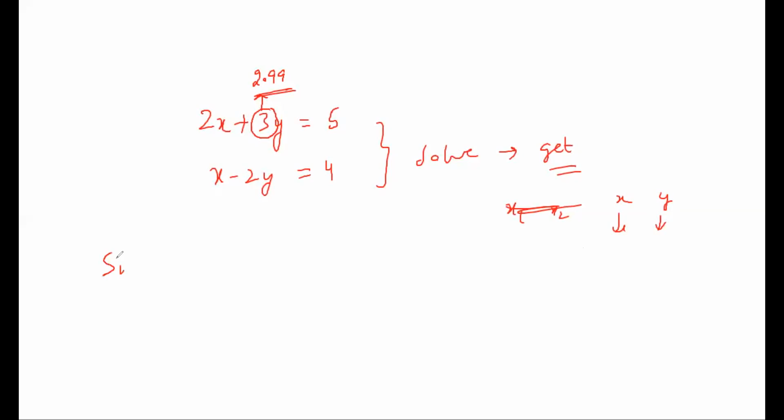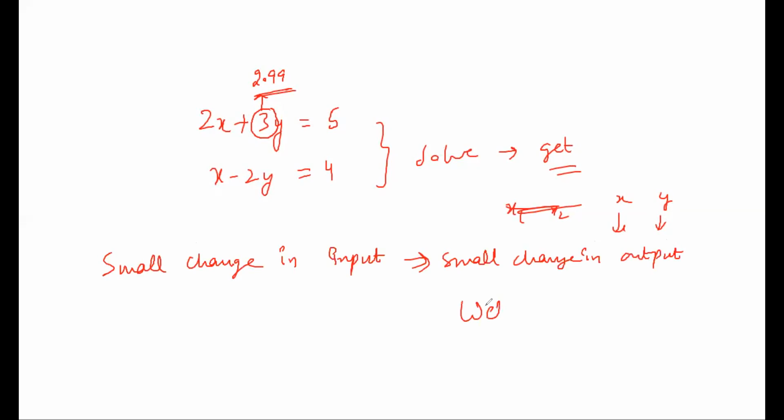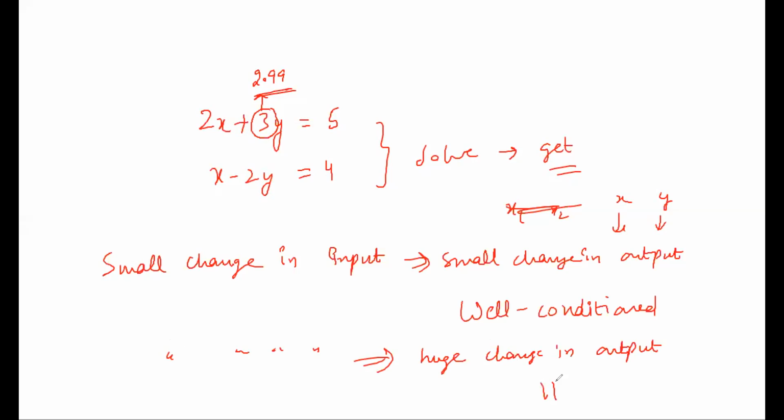That if a small change in input implies or gives rise to a small change in output, then our system is well-conditioned. But otherwise, if a small change in input gives rise to a huge change in output, then those systems we call ill-conditioned. You might have studied the system of equations is said to be ill-conditioned. फिर हम उसका condition number निकालते हैं. Condition number is too high, so we say ये ill-conditioned system है.